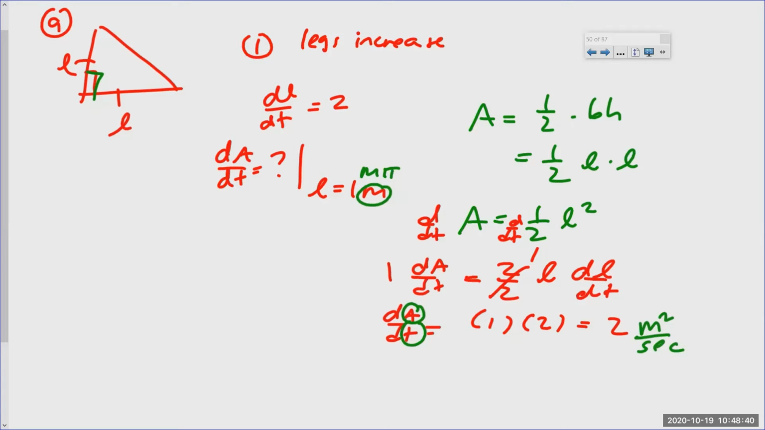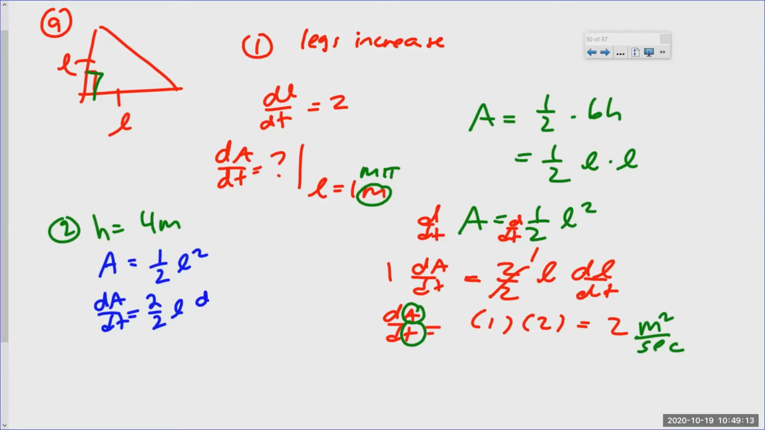Okay. The second one, instead of giving you a leg, they gave you a hypotenuse, I think, right? So really the same problem. What was the hypotenuse that you had? Okay, 4 meters. So it's the same problem, right? I think they're asking you for dA dt still. Okay, so it starts out the same. Everything here is the same. The only thing that changes is, okay, you've got the formula A equals 1/2 L squared. You're going to take the derivative of both sides, so dA dt equals 2 over 2 L dL dt.